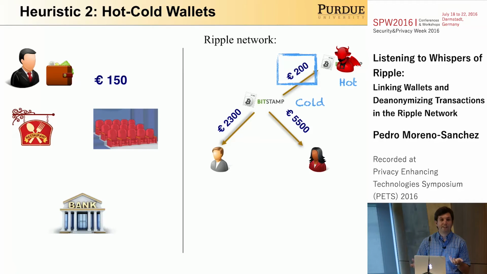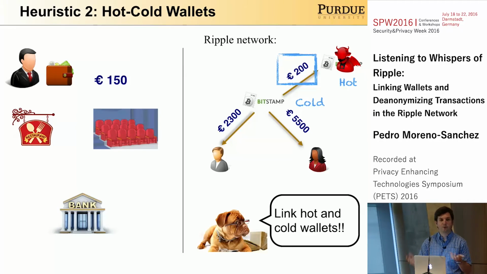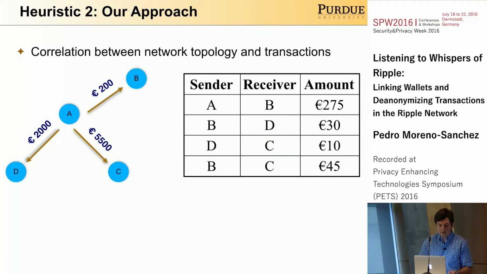Then Coco had the great idea: let's try to link together hot and cold wallets. Let's see how we can do that. It turns out that it's not a really easy task. If you look at the Ripple ledger, what you find is a bunch of pseudonyms connected to each other, a bunch of credit links between them, and then a list of transactions between pseudonyms.